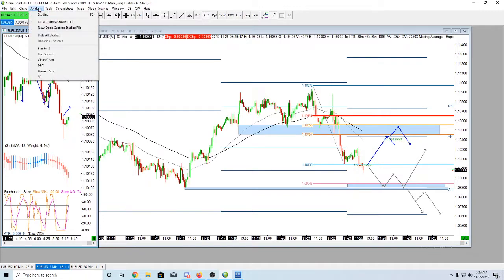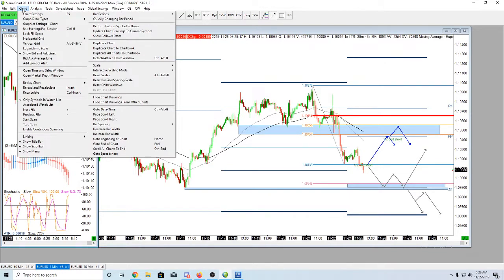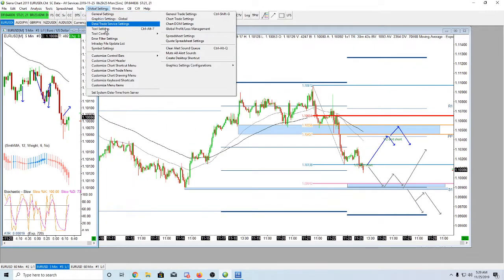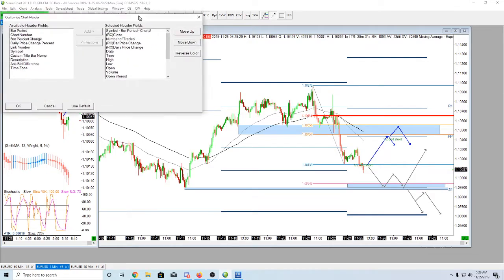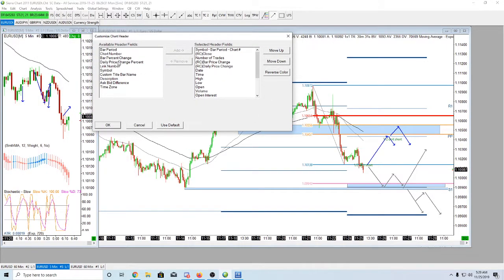Boy, it's been so long. I've forgotten how you do the chart. Is it under global settings? Oh, it is under global settings. Customize chart header. So if I hit customize chart header, I can go over here and see all the stuff that's there.